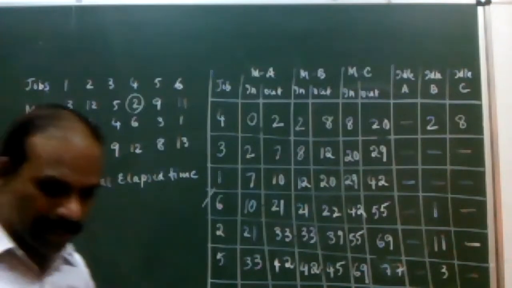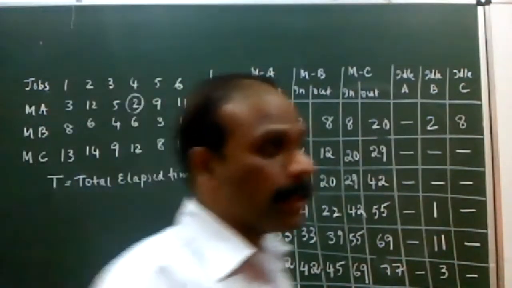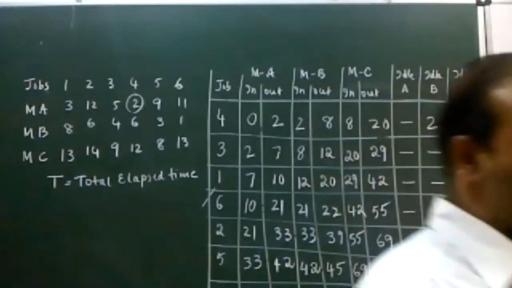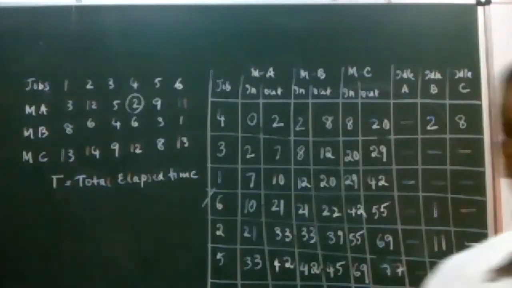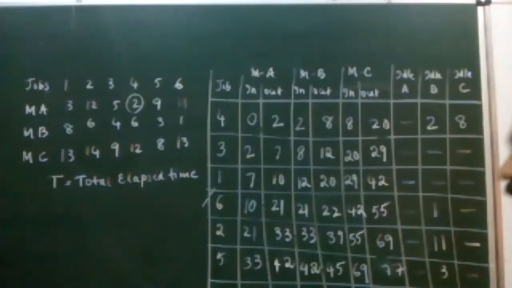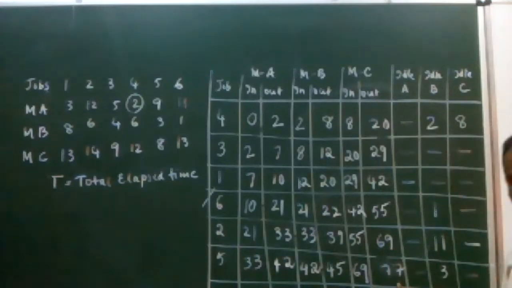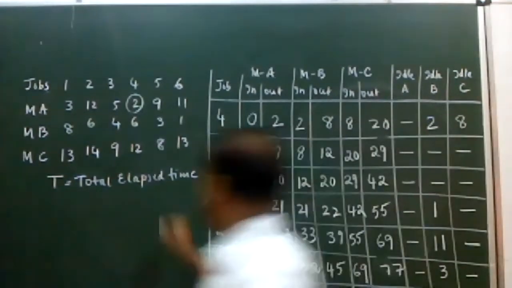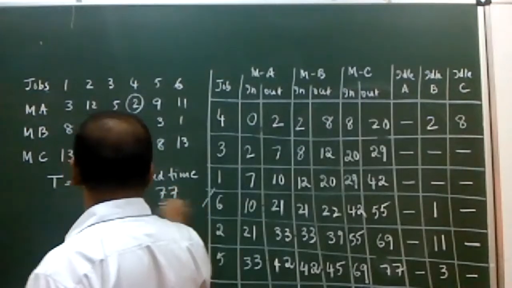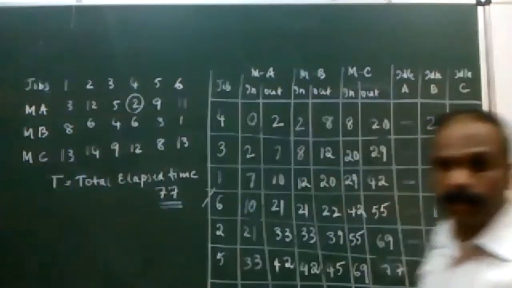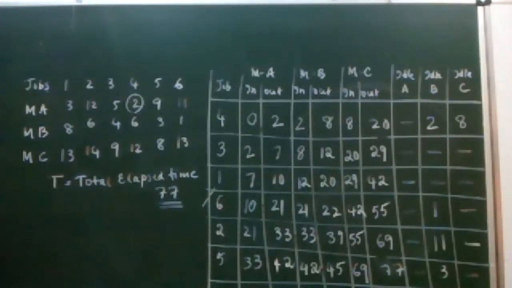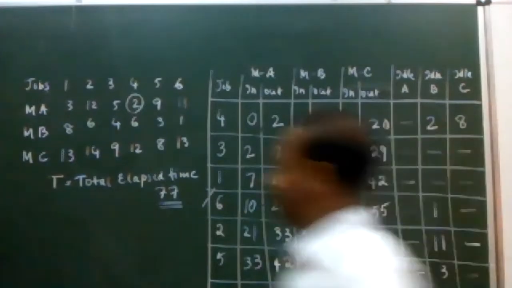I'll repeat once again. The time at which the last job on the last machine is completed is called total elapsed time. Here the last job is 5 and the last machine is C. So what time is it completing? It is completed at 77. Therefore the value of T is equal to 77. That's the first answer. Now we need to calculate the other 3 values.